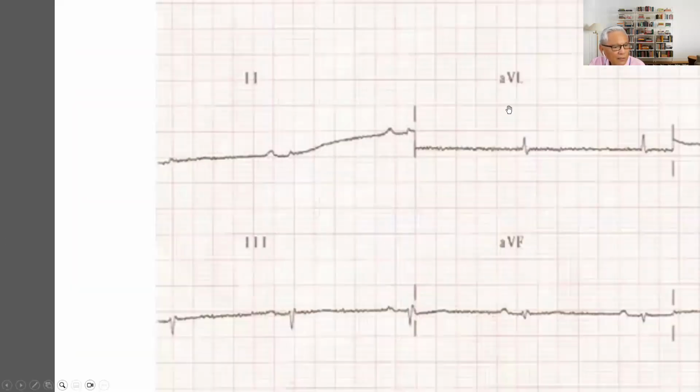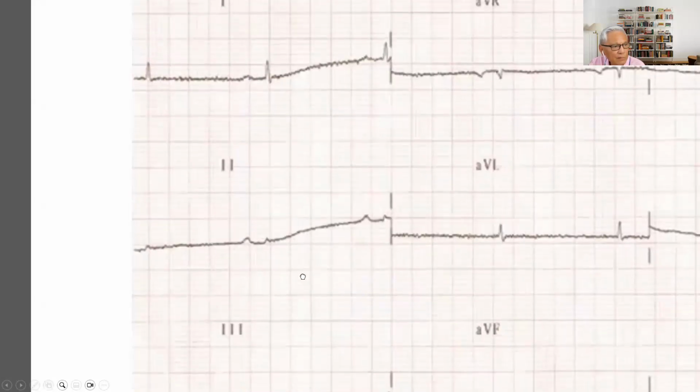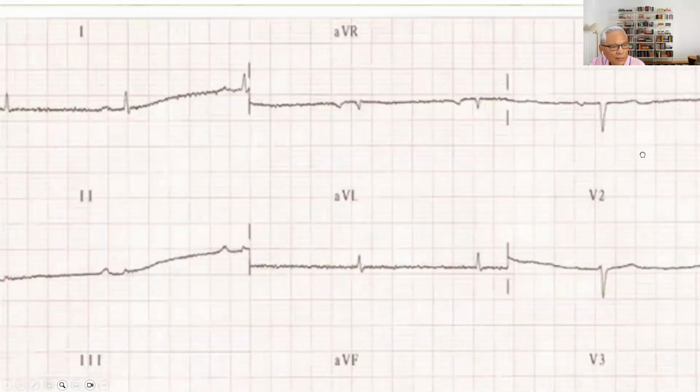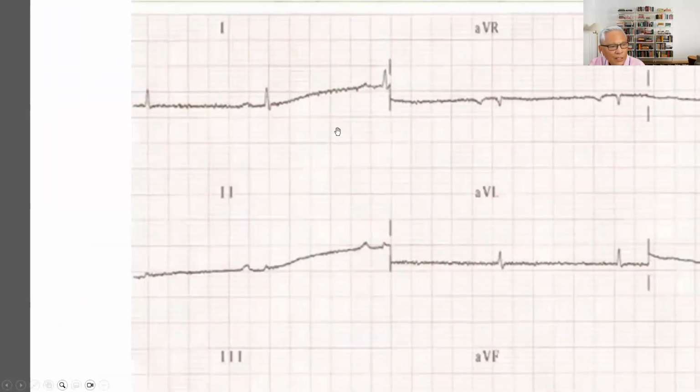See the height of the complexes? They are so small. And this is the characteristic finding in patients with hypothyroidism, particularly when they are in crisis. All right. So it might include bradycardia as well as low voltage. This is what's known as low voltage.